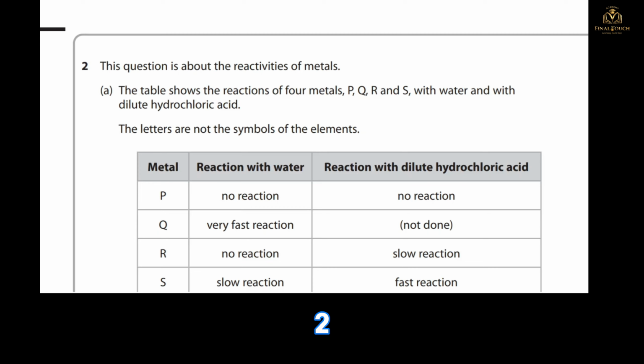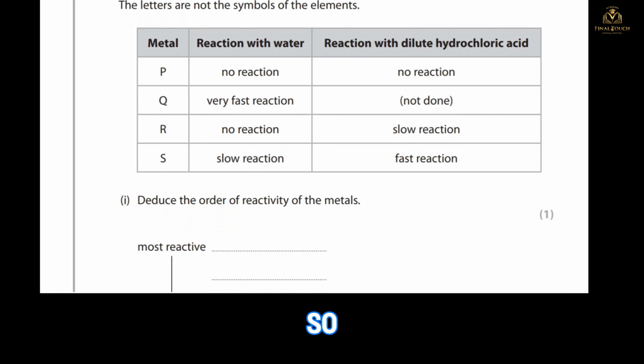Moving on to question 2. This question is about the reactivities of metals. The table shows the reactions of four metals P, Q, R, and S with water and with dilute hydrochloric acid. The letters are not the symbols of the elements, right? So there's this table given. So there's no reaction for P with water or with hydrochloric acid.